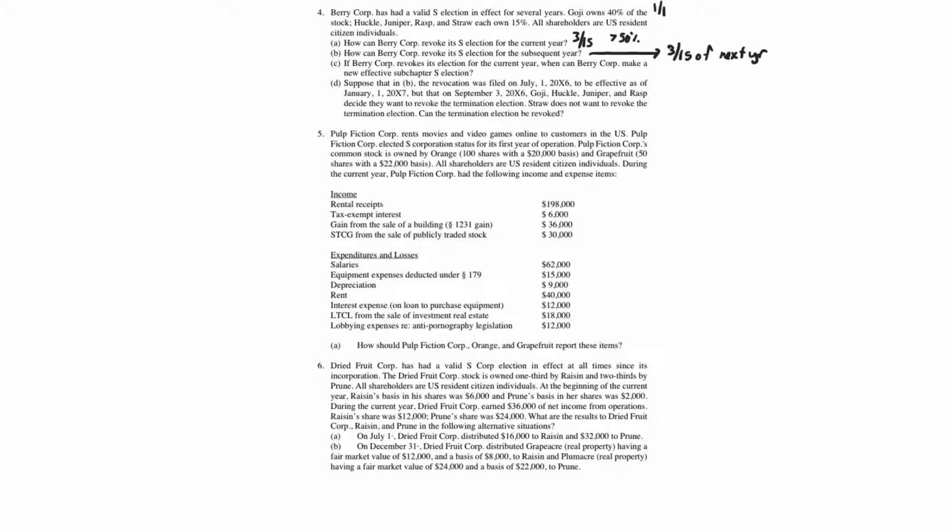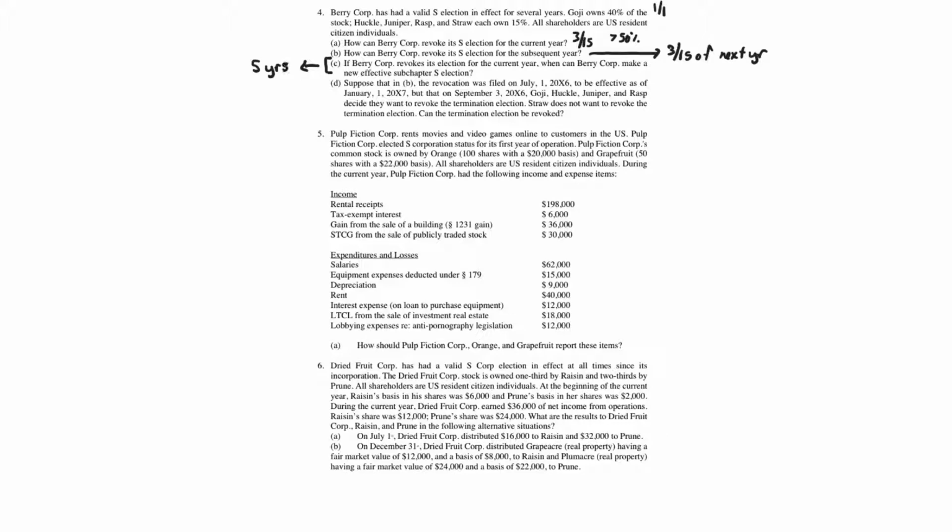C, if Berry Corp revokes its election for the current year, when can Berry Corporation make a new effective subchapter S election? So if we revoke our S Corporation status, we terminate the S Corporation status. How long do we have to wait to be an S Corporation again? This has changed over the years, but right now, at the time of this video, you have to wait at least 5 years.